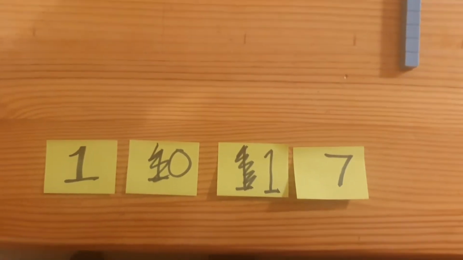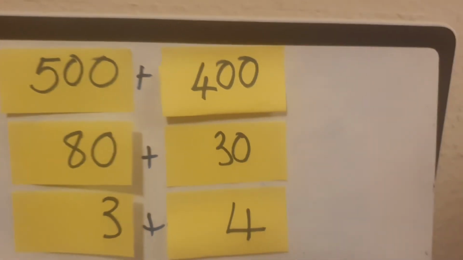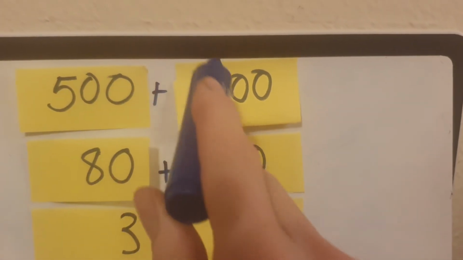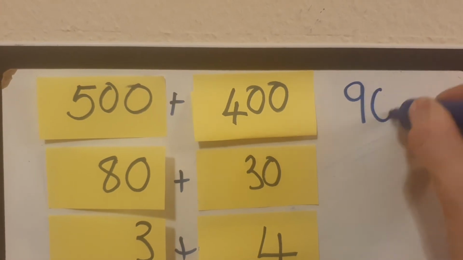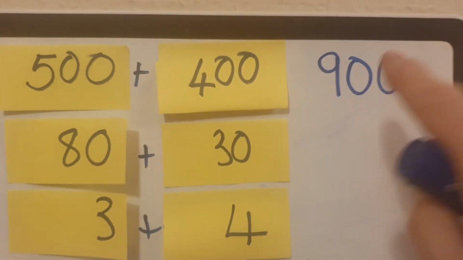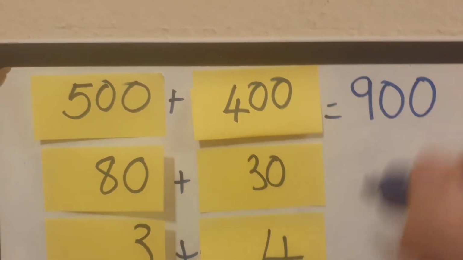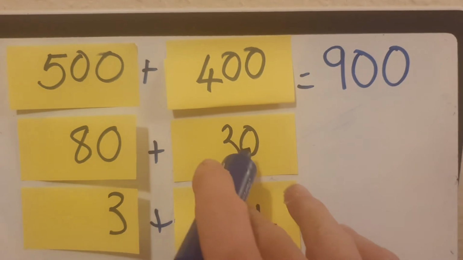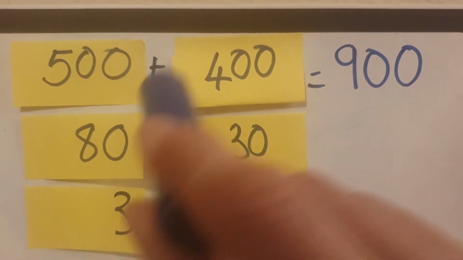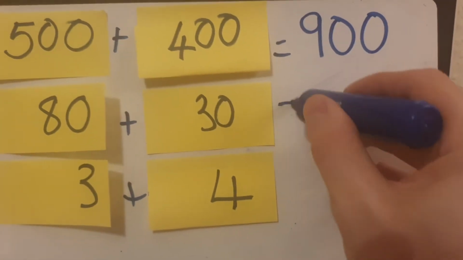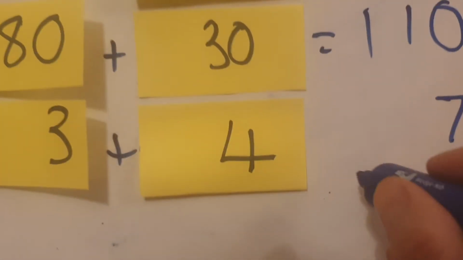Okay, I could do this another way, where we can do standard partitioning. If we are partitioning, we've got 500 add 400. So 5 add 4 is 9. And make that 100 times bigger by adding your 2 zeros. So we've got 900. Then 80 add 30. Well, using my number bonds, I know 80 add 20 is 100. So I've got 10 left, equals 110. And then 3 add 4, 7.